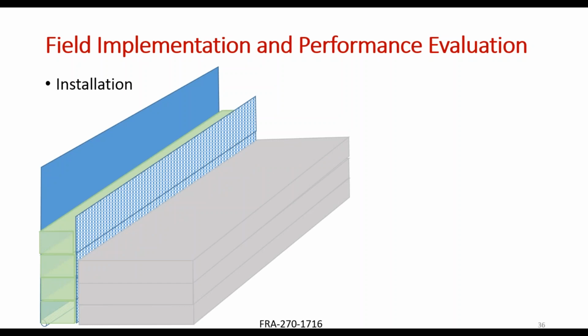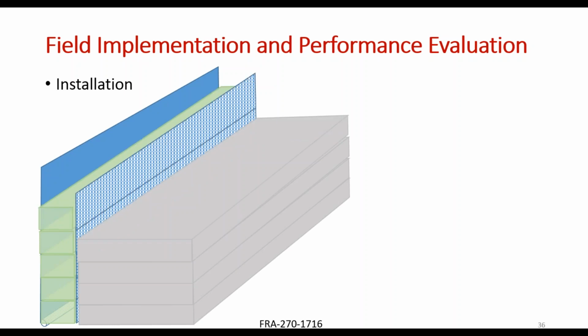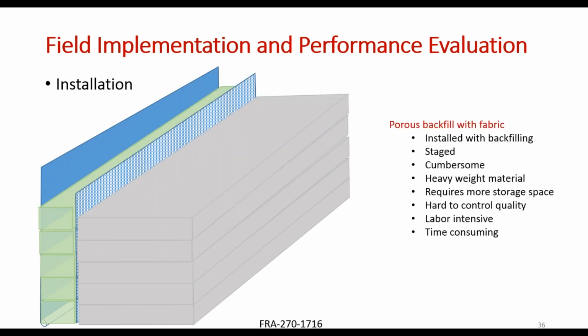It's a single sheet. But when you do this, for example, when you place the backfill, you need to flap the fabric over the porous backfill, and then you compact it. After that, you flap it back, and then you place another porous backfill. So in this procedure, you have to install these two backfills in stages, and the procedure is kind of cumbersome, and also heavyweight materials are used, both porous backfill and aggregates.